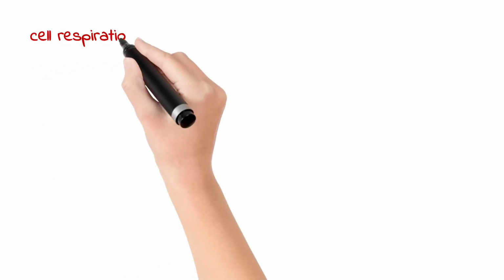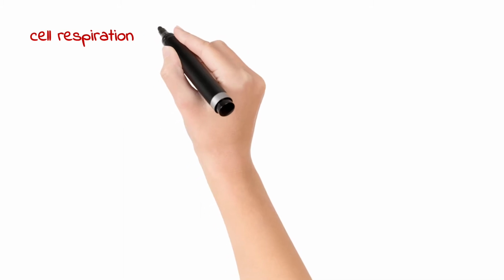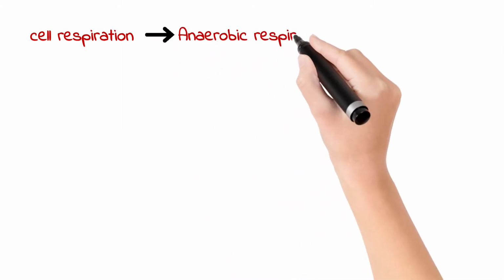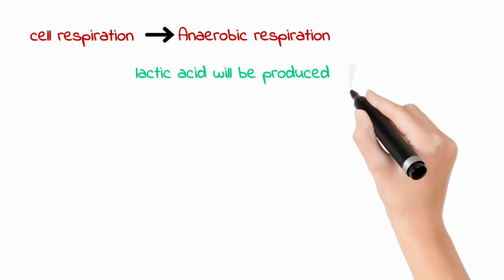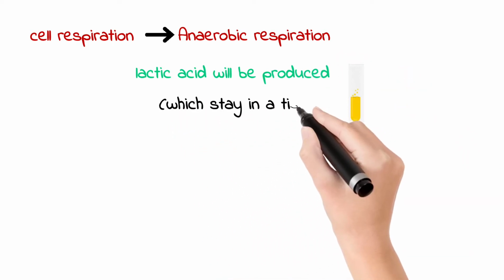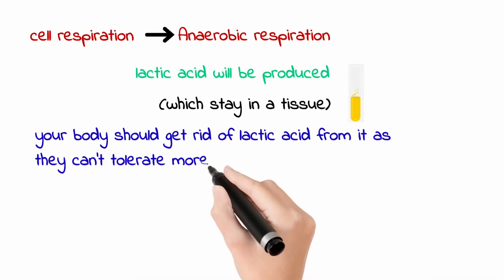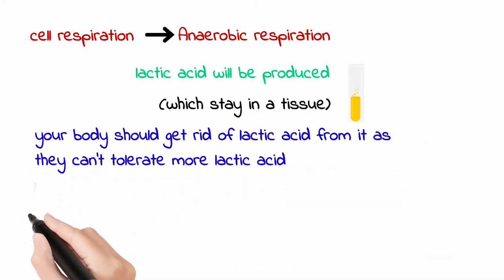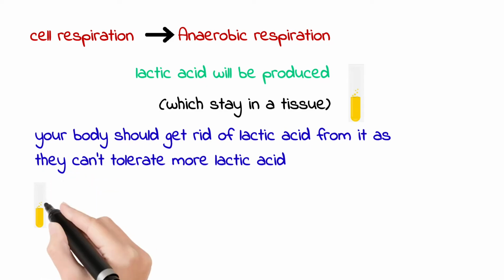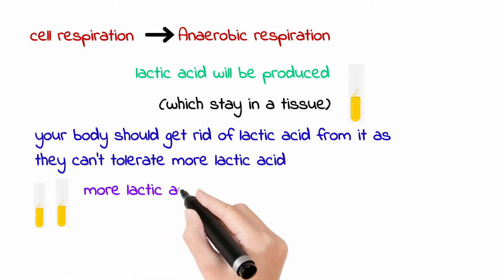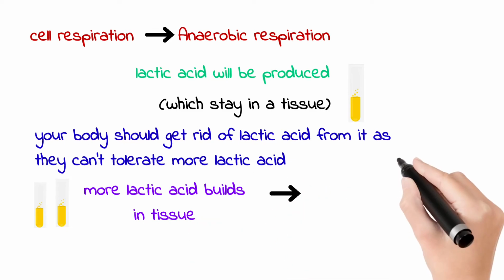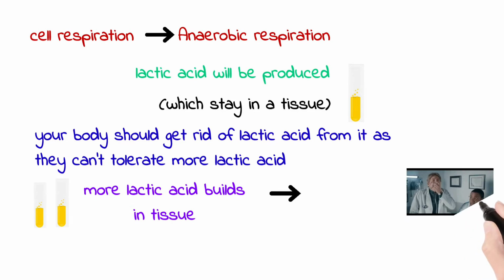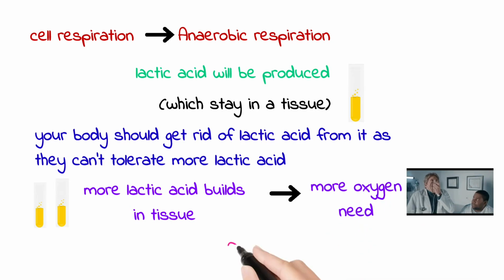Once our body starts doing anaerobic respiration, it produces lactic acid, which builds up in our body tissue. So the body should get rid of the lactic acid, as it cannot tolerate more lactic acid. More lactic acid building up in the tissue means more oxygen is required. So this is where the oxygen debt happens.